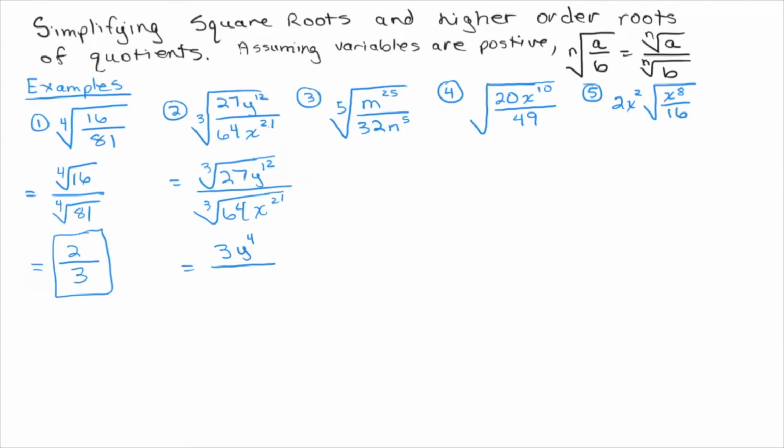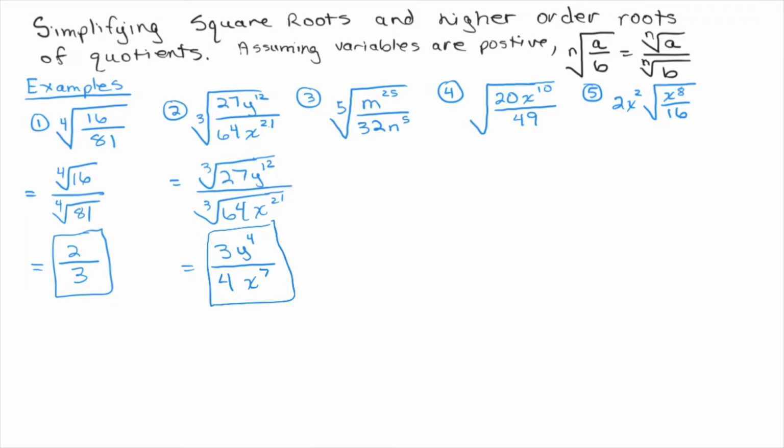Now in the denominator, 64 is also a perfect cube. So the cube root of 64 is 4. And the cube root of x to the 21st, again, that's just 21 divided by 3. It goes in evenly, so all of that comes out x to the 7th. And there's our second one.